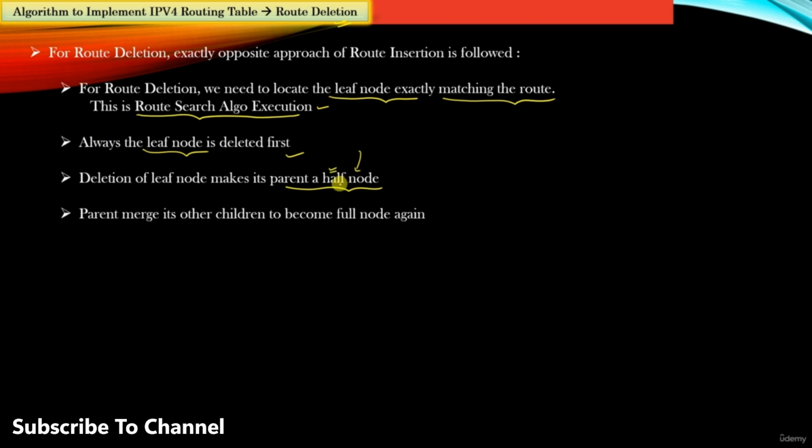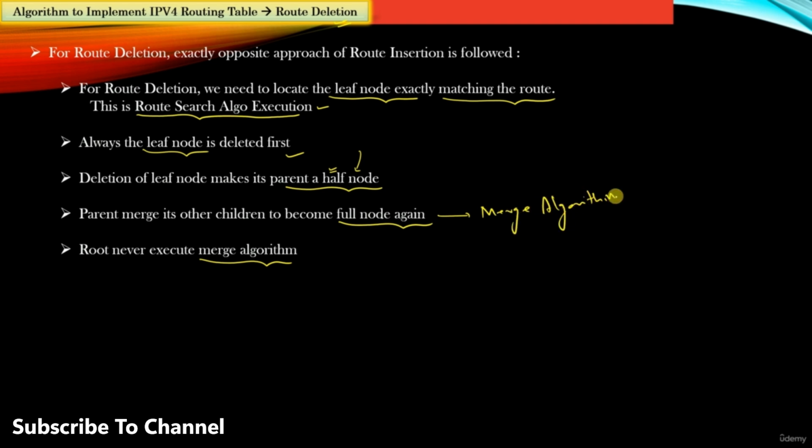Full node means a node with exactly 2 children or without any children. So the parent node merges its other child in order to become a full node again. And root never executes the merge algorithm. We call this step the merge algorithm, which is exactly the opposite of the split algorithm. So let us go through a couple of route deletion examples in order to exercise this algorithm, and you will find that the route deletion algorithm is exactly opposite to the route insertion algorithm.